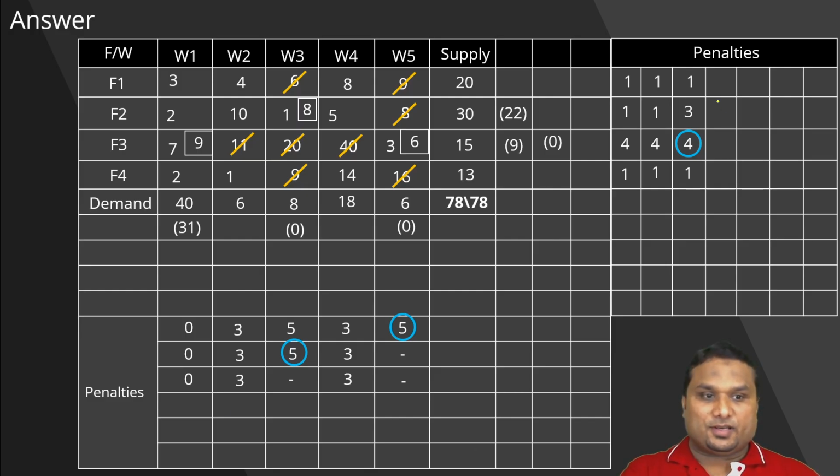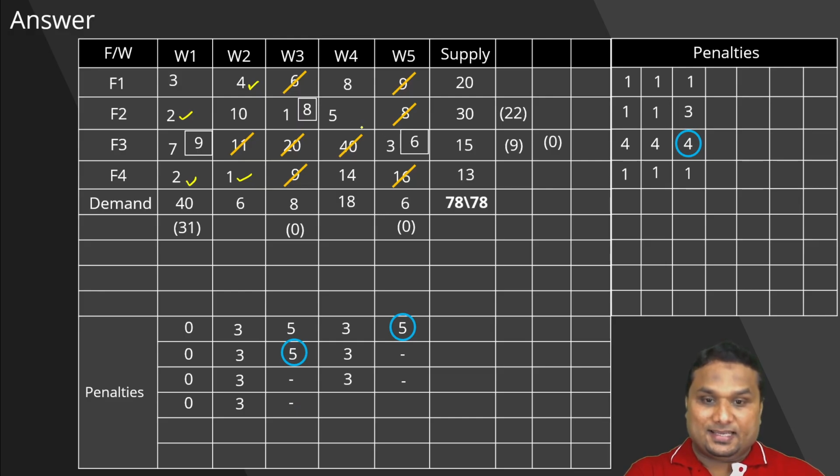Now again we have to find out the row penalty and the column penalty. And I told you it is not required that you do the row penalty first, you can do the column penalty first also. This time I'm doing the column penalty first. Now the lowest value is 2, the next lowest value is 2. What is the difference between 2 and 2? It is 0. And the lowest value is 1, the next lowest value is 4, so the penalty is 3. And here there is no penalty because it has already been exhausted, it becomes 0.